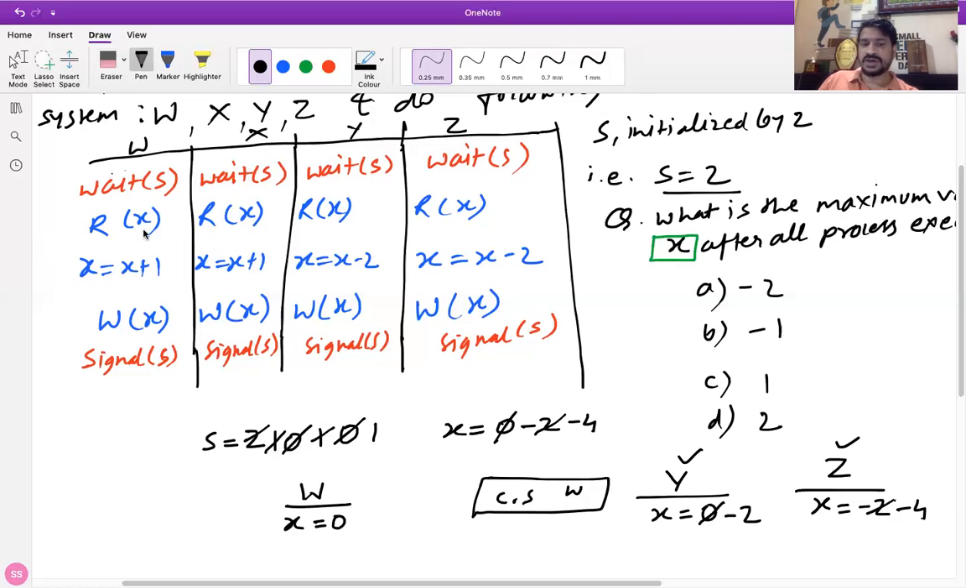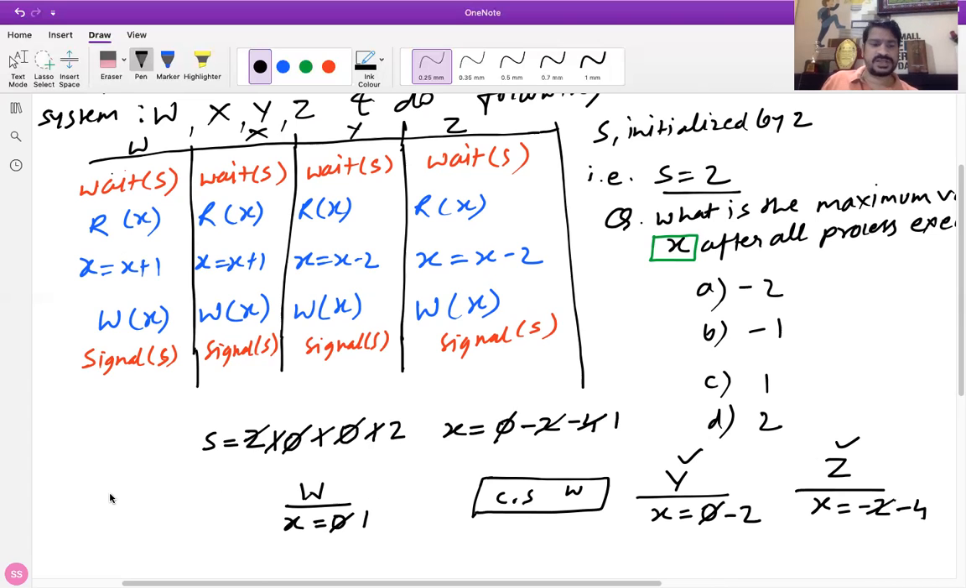So because Rx has already been performed here, it will perform the next instruction, which is X equal to X plus 1. So what is the meaning of that? It will increment the value of X by 1, right? And then it will do the write operation, write X. So whatever the value of X, it will write into X, right? And then it will do a signal. Once the signal is done, the value of S will be incremented by 1. It will be 2.